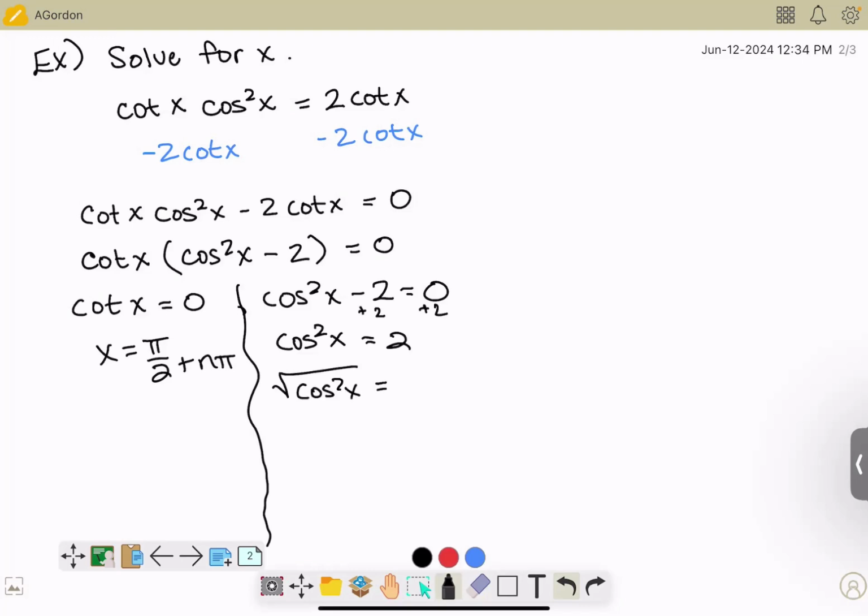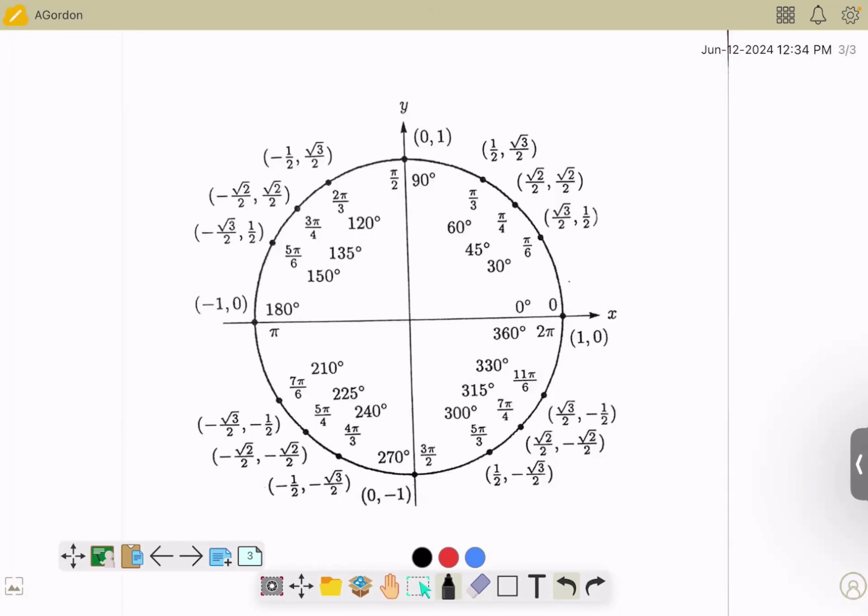And anytime you introduce the square root, we have to be concerned about the positive or the negative. Is it positive or is it negative? Because we don't know what this angle is, we don't know what quadrant we're in. It could be either one. So I'm looking for cosine to be a positive or negative square root of 2. The square root of 2 is actually bigger than 1, so cosine never even reaches that value.